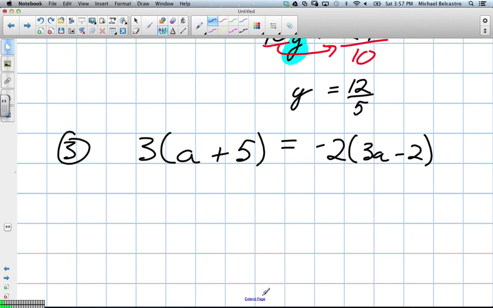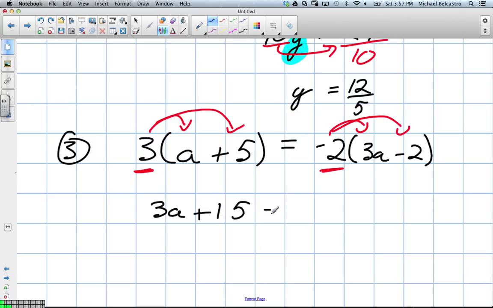And our last example. Do you remember using the distributive property? Yep. We take this term and multiply it by both. So we're going to do that all in one step. So that'll give us 3a plus 15 is equal to negative 6a plus 4. Now what? When you collect the like terms. That's right. So what do you want to have on which side? You tell me, because it doesn't matter.